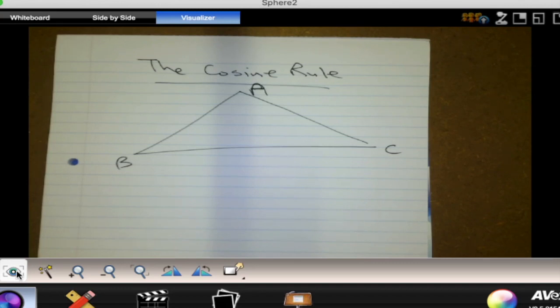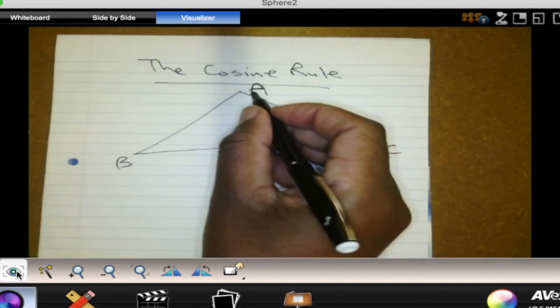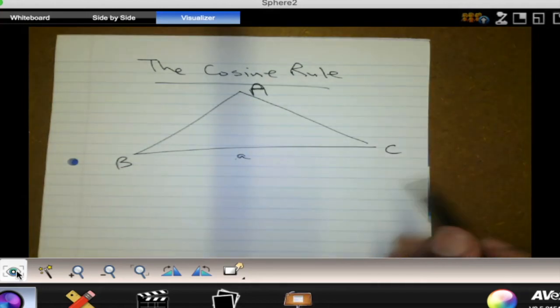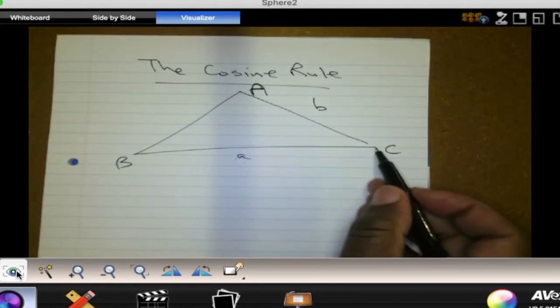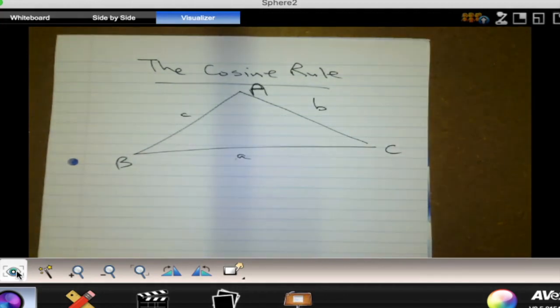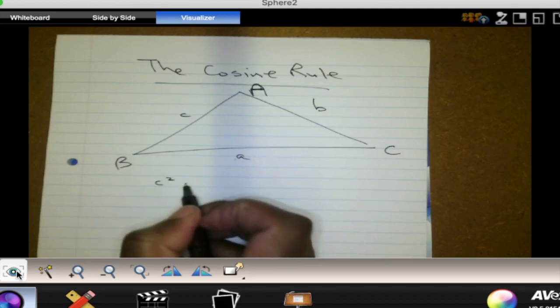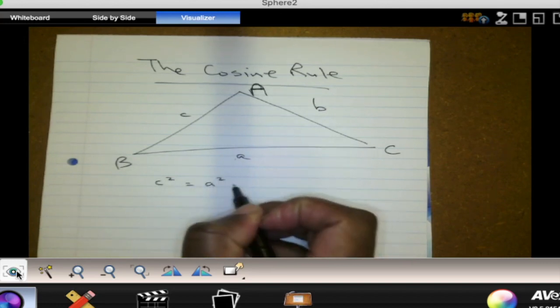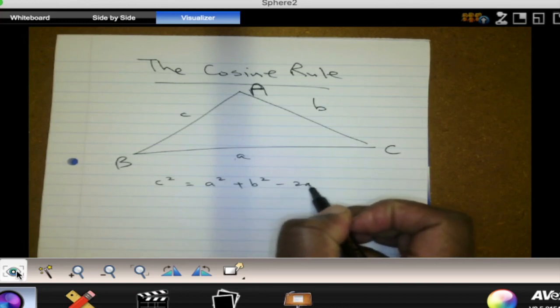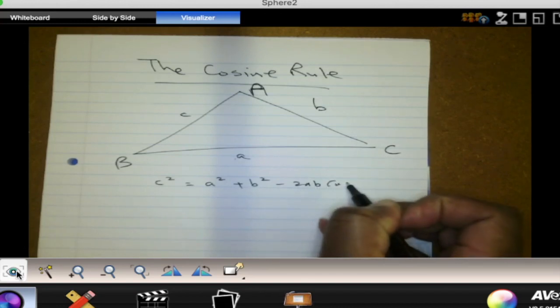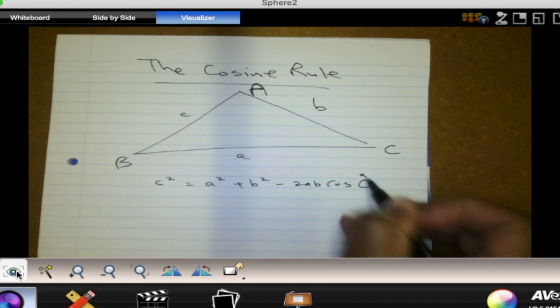And that is the first thing we need to learn. So what am I saying? If this is angle A, then this side will be small a, right? If that is angle B, then that will be small b. If this is angle C, then that will be small c, right? Then the cosine rule states that c squared, for instance, is equal to a squared plus b squared minus 2 times ab multiplied by cosine of angle C.